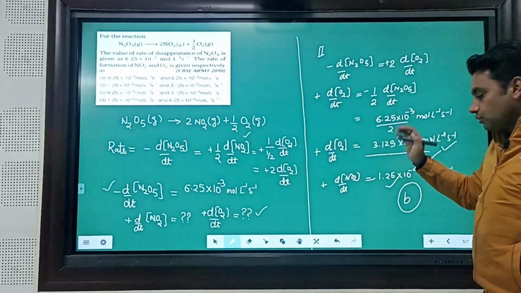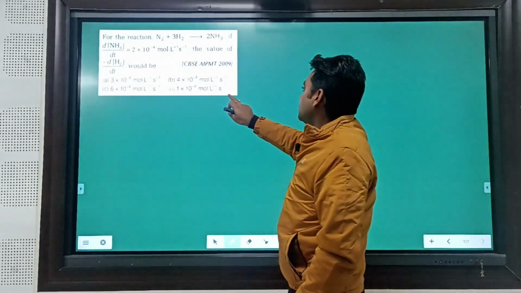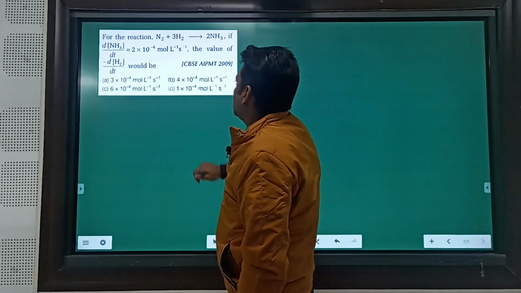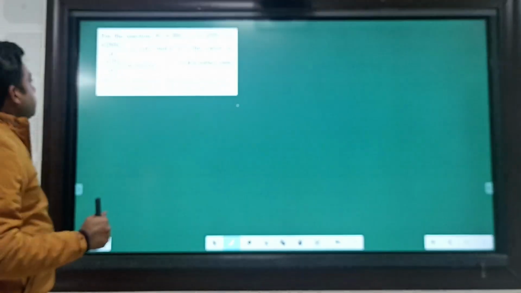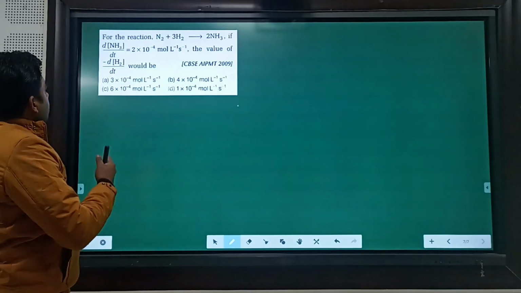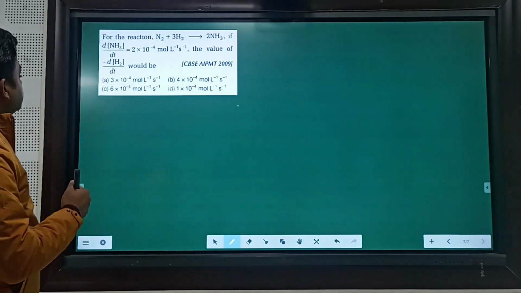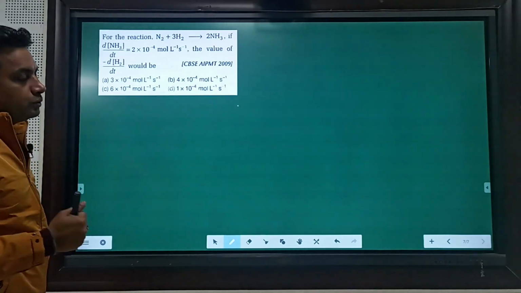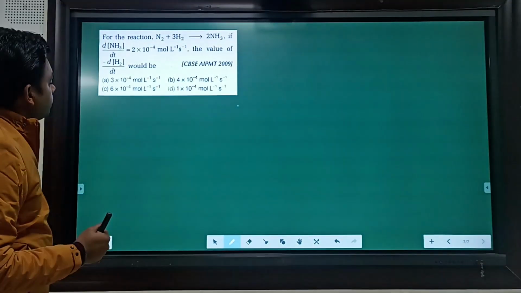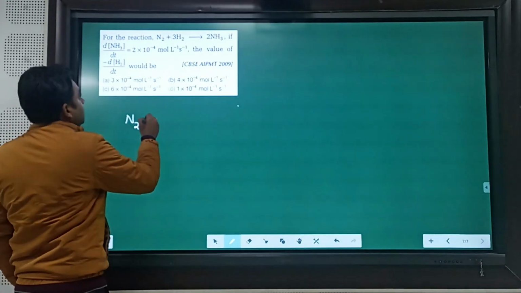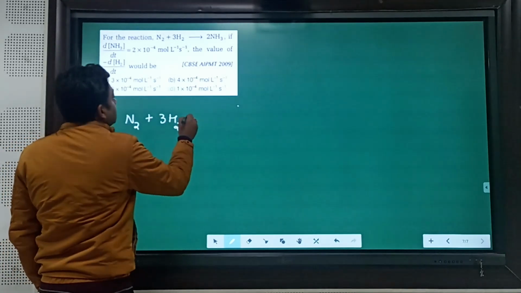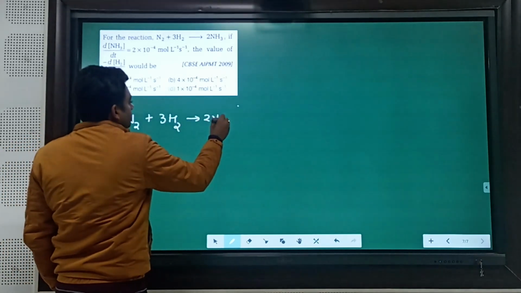Now the next question is this one. Given that for the reaction of nitrogen and hydrogen forming ammonia, if the rate of formation of the ammonia is 2 into 10 raised to power minus 4 mole per liter per second, find the value of disappearance of the hydrogen. So for the given reaction, what will always be the first step? You have to write down the rate of reaction in terms of the reactants and in terms of the product.